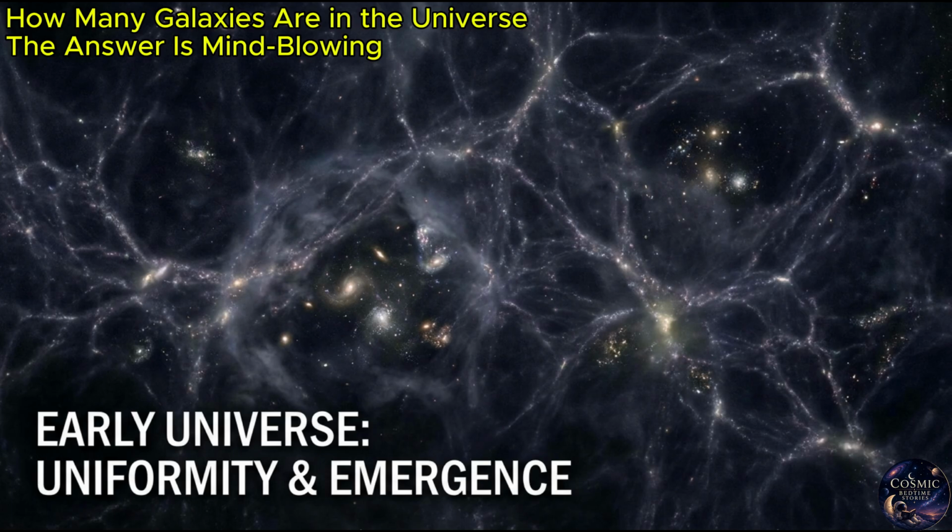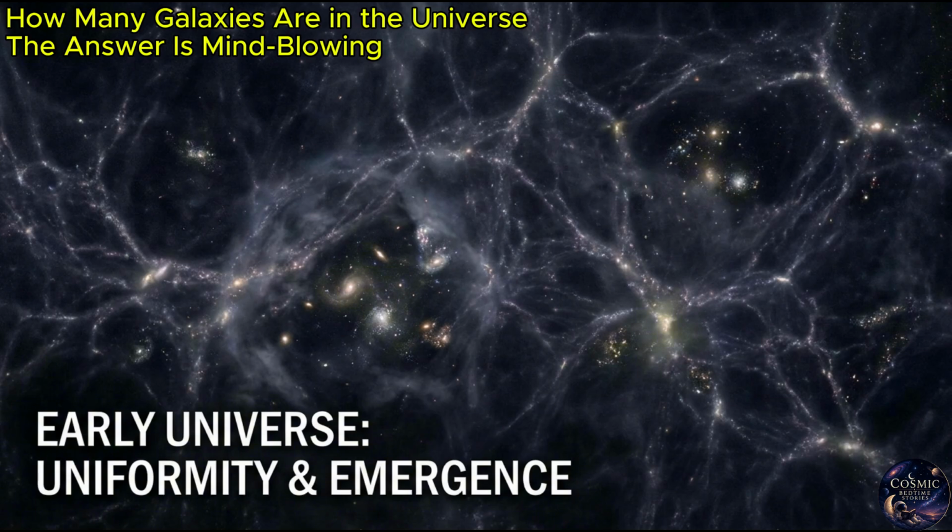The increasing depth of observational data continues to reveal that galaxy formation is both widespread and efficient. Even in the early universe, conditions allow for rapid assembly of structures within dark matter halos. This efficiency supports models that predict a highly populated universe, where galaxy formation begins early and continues across cosmic time.